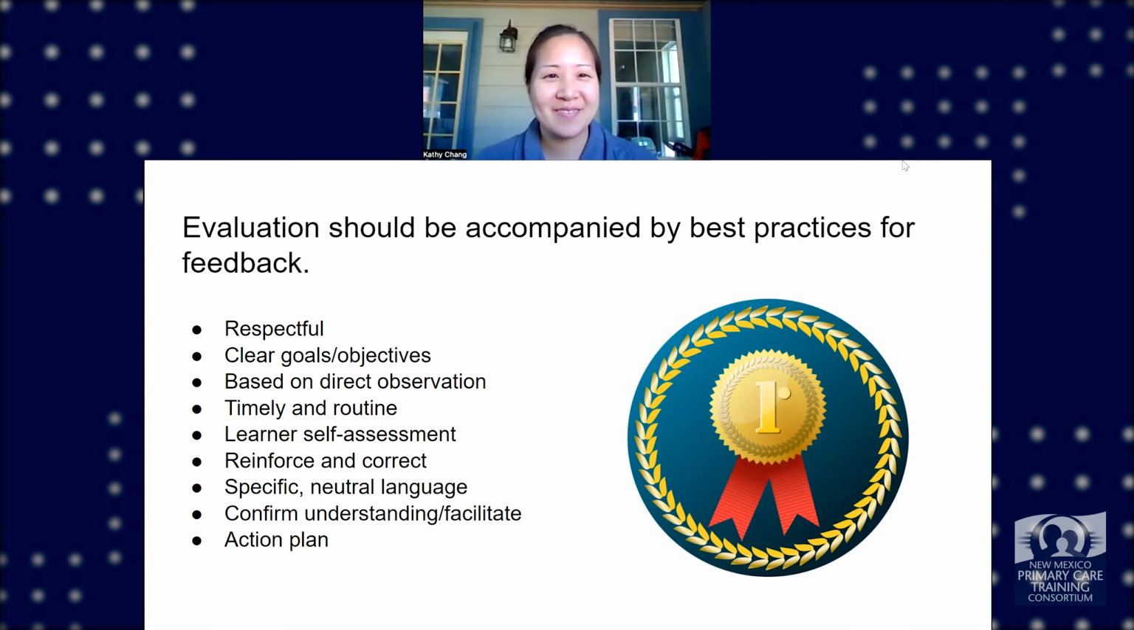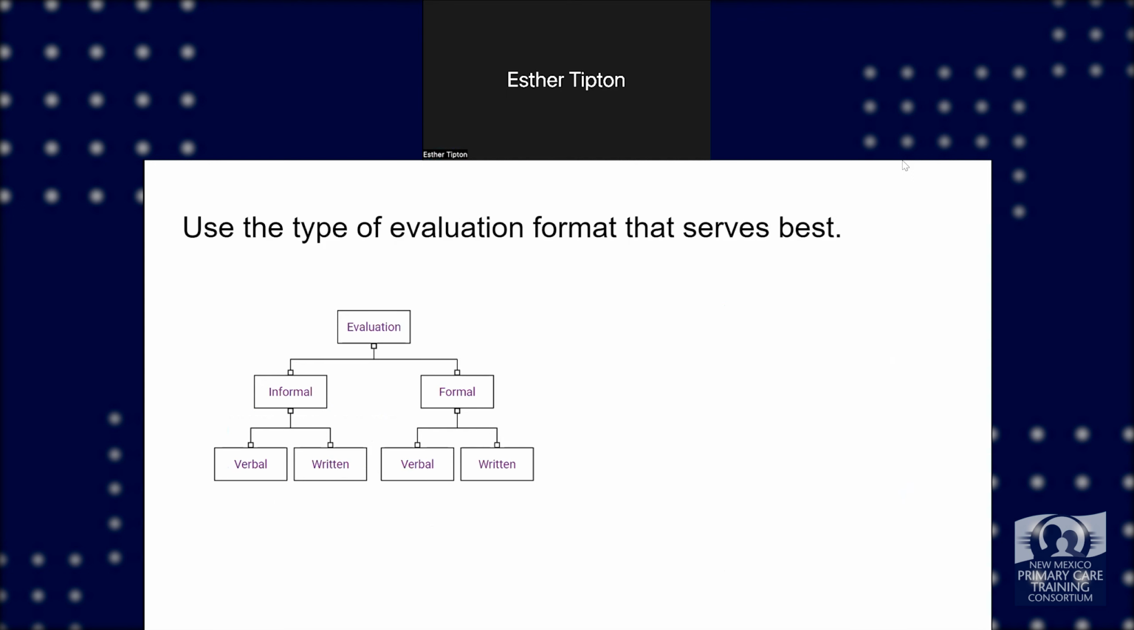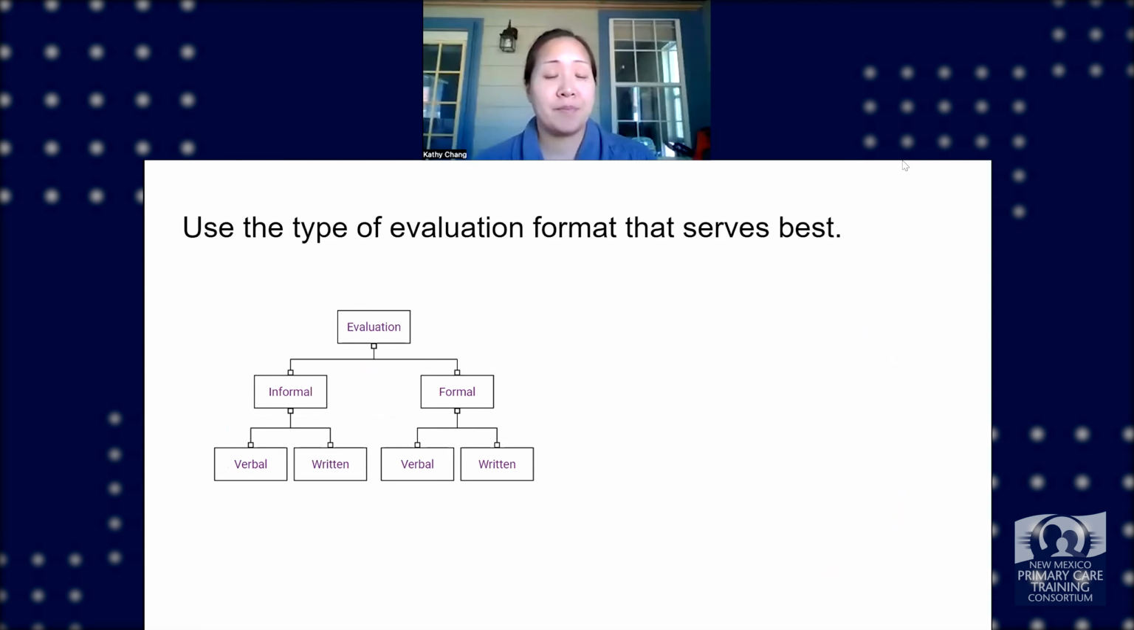Thank you. Also, learning styles are important to take into consideration. Yes, and we will touch on some of that towards the end.